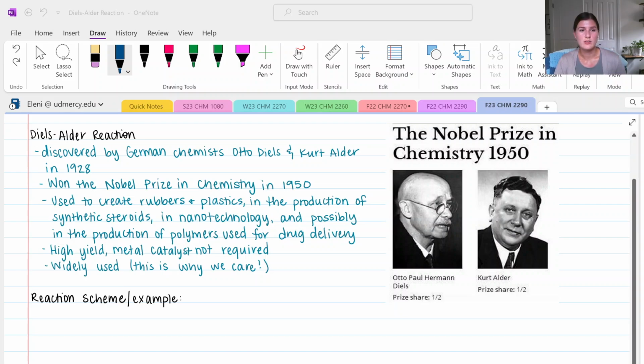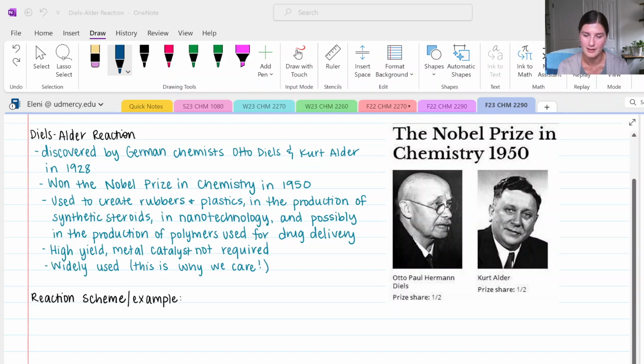Some of the ways it's used is to create rubbers and plastics. It's used in the production of synthetic steroids. It's used in nanotechnology. And last I checked, scientists were looking into using this reaction in producing polymers to be used for drug delivery. This reaction is very widely used and important in the field of chemistry because it produces a high yield of product.